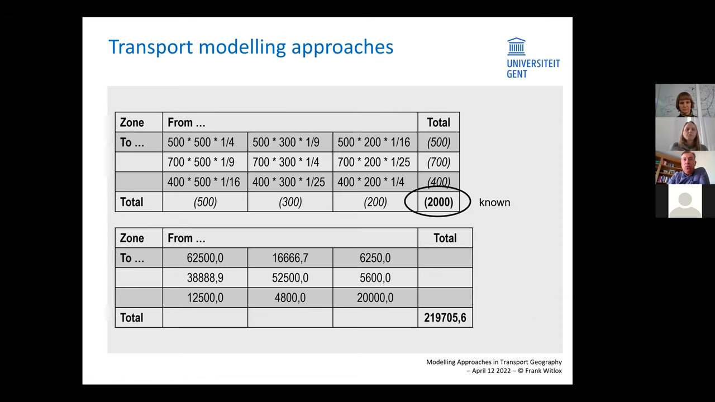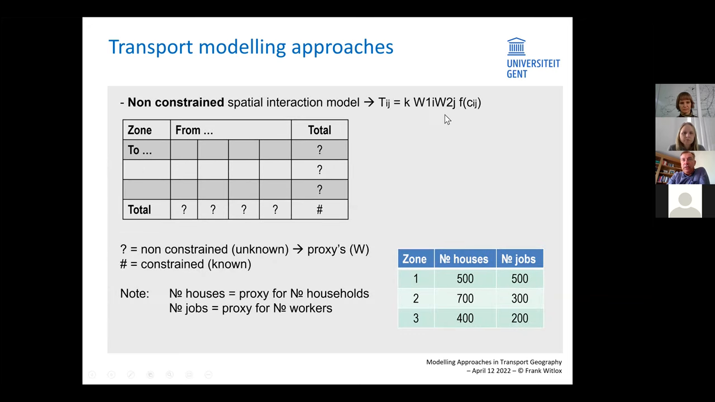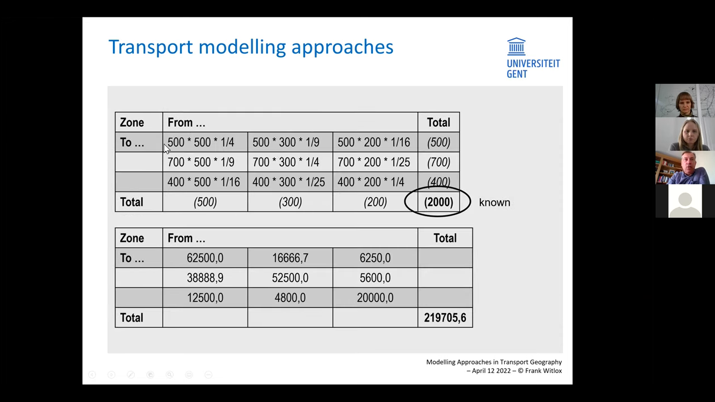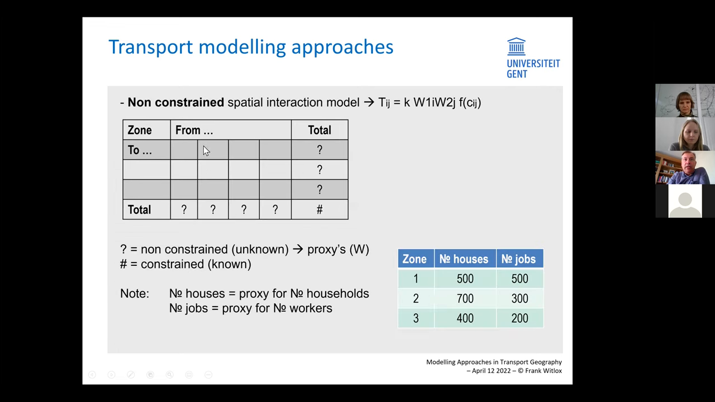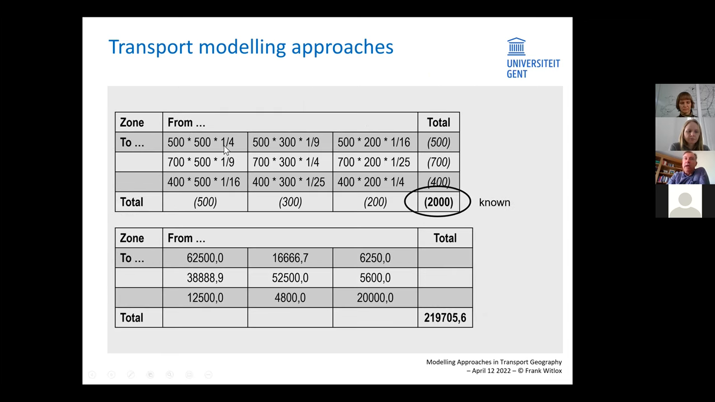So then simply bear with me. What do we do? Well, we fill in this model here. So we have k multiplied by the proxy of the origin multiplied by the proxy of the destination, and then obviously multiplied by this impedance function. So in that sense, if I go from one to one, what I do is I have 500 multiplied by 500, number of houses multiplied by the number of jobs. And then I also have to multiply it by 1 divided by 4.